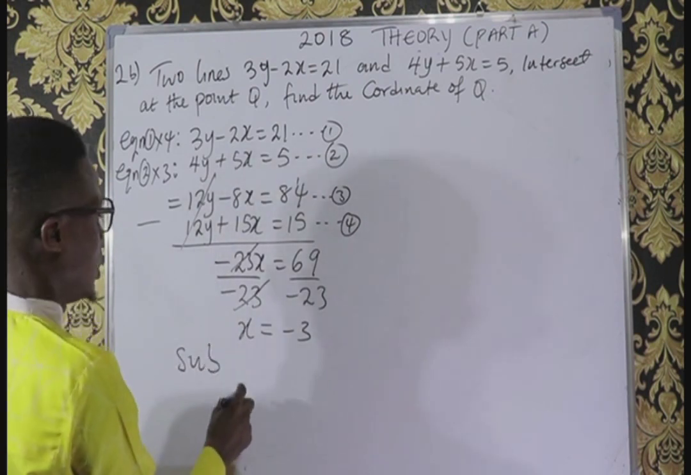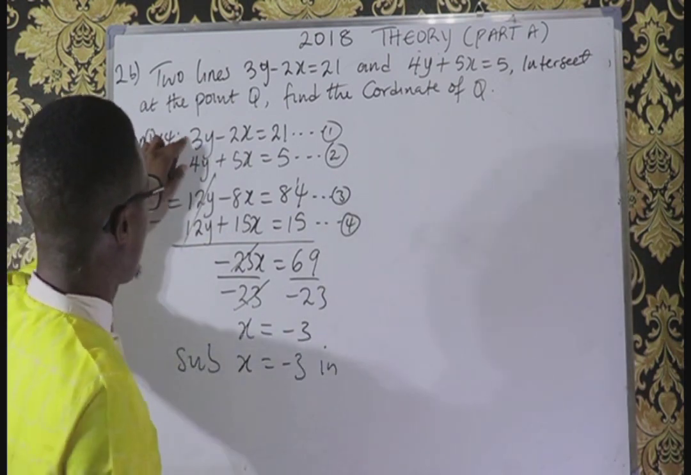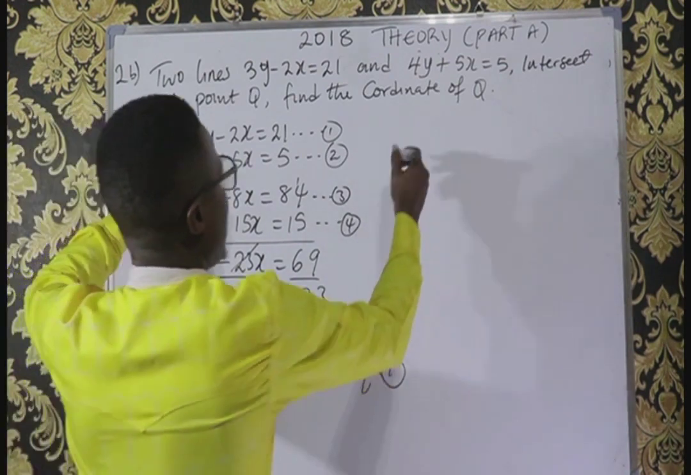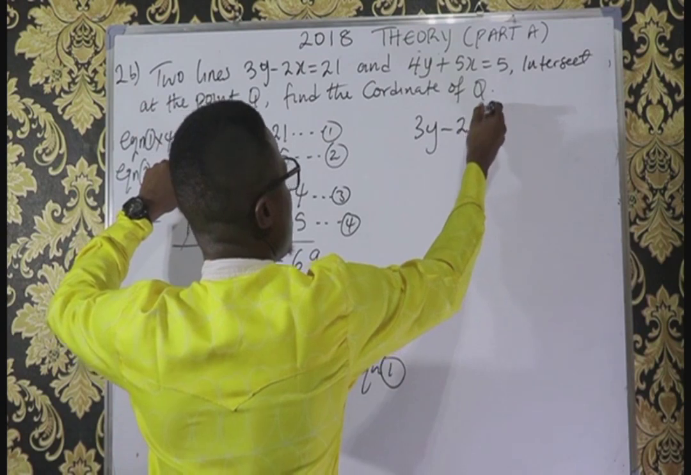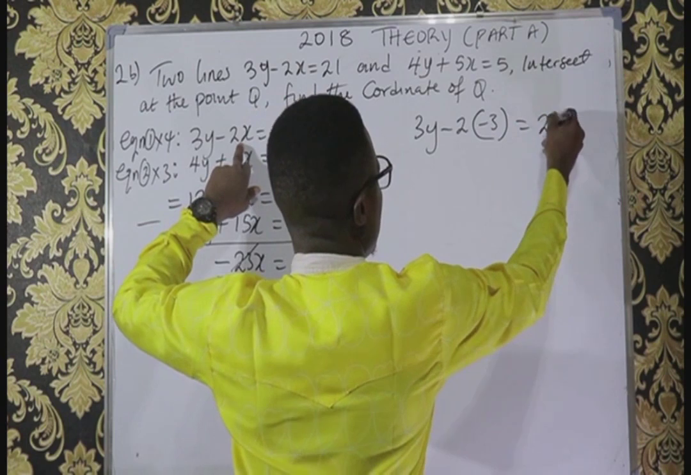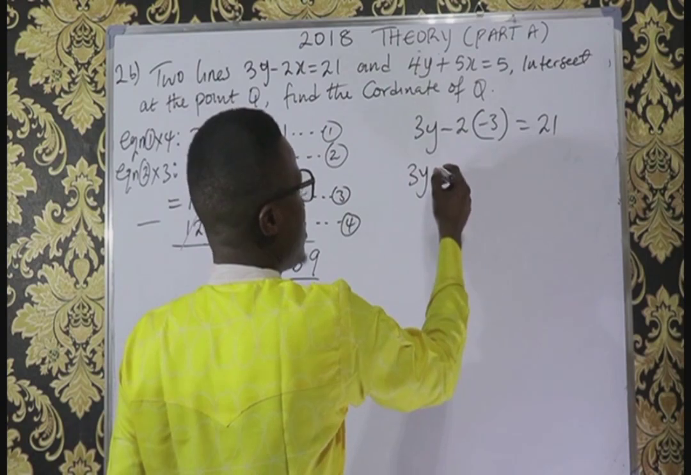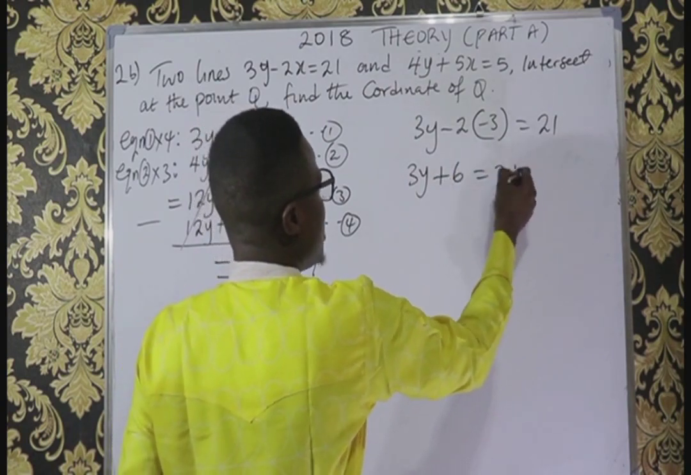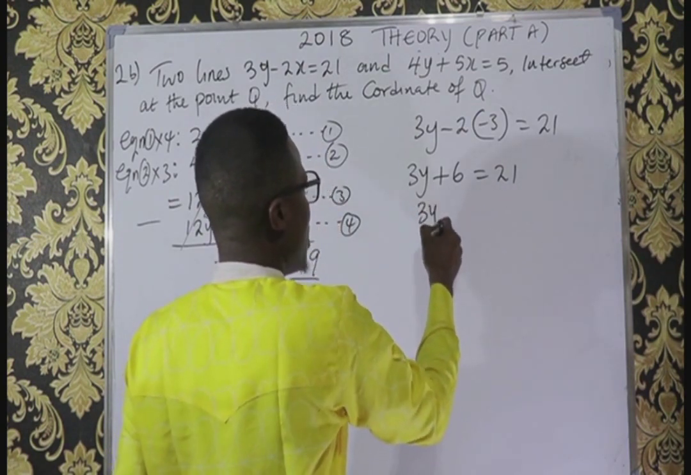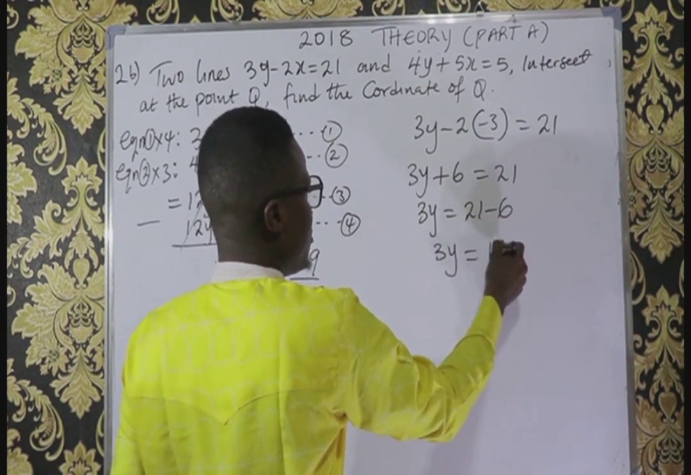Substitute x equal to minus 3 in any of the equations. Let us use equation 1. From equation 1, we shall now have it as 3y minus 2, and where I see x, I'll put minus 3, equals 21. This is now 3y minus 2 times minus 3 is plus 6 equals 21. Plus 6 crosses over, it returns to minus 6. So 3y is now 21 minus 6. 3y will now give us 15.